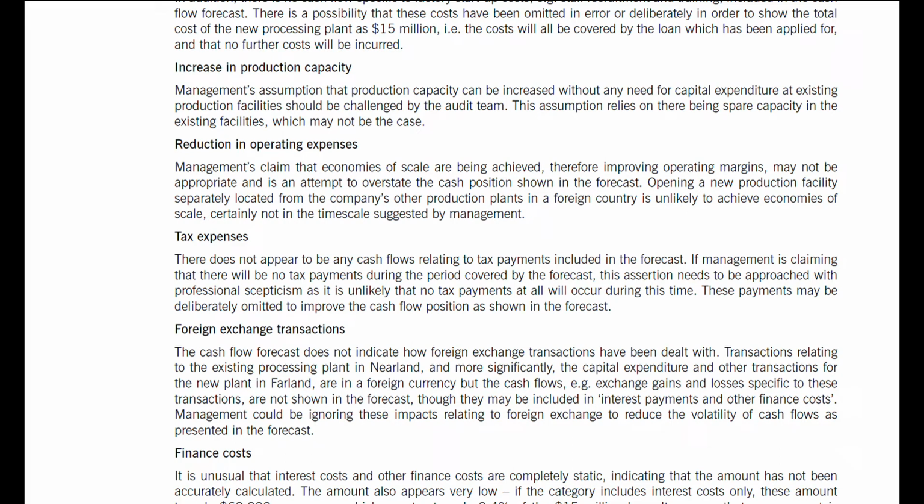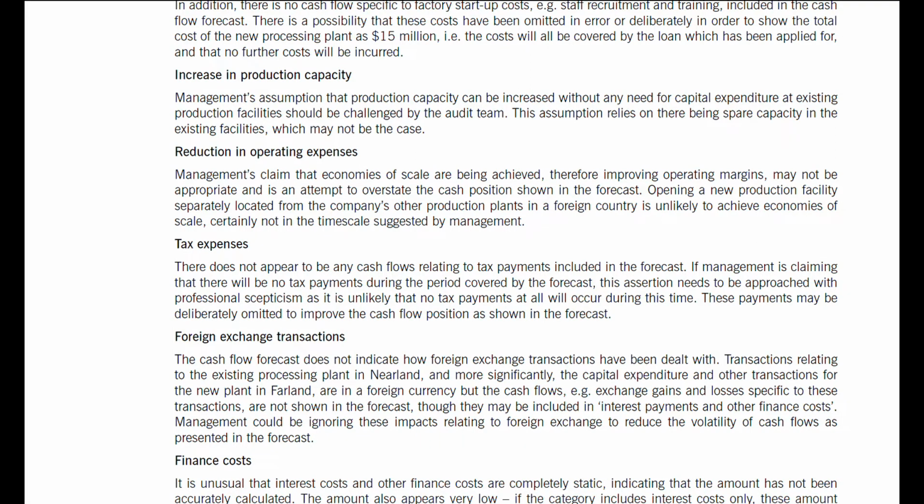Increase in production capacity. Management assumption that production capacity can be increased without any need for capital expenditure at the existing production facility should be challenged by the audit team. This assumption relies on there being spare capacity in the existing facilities, which may not be the case.